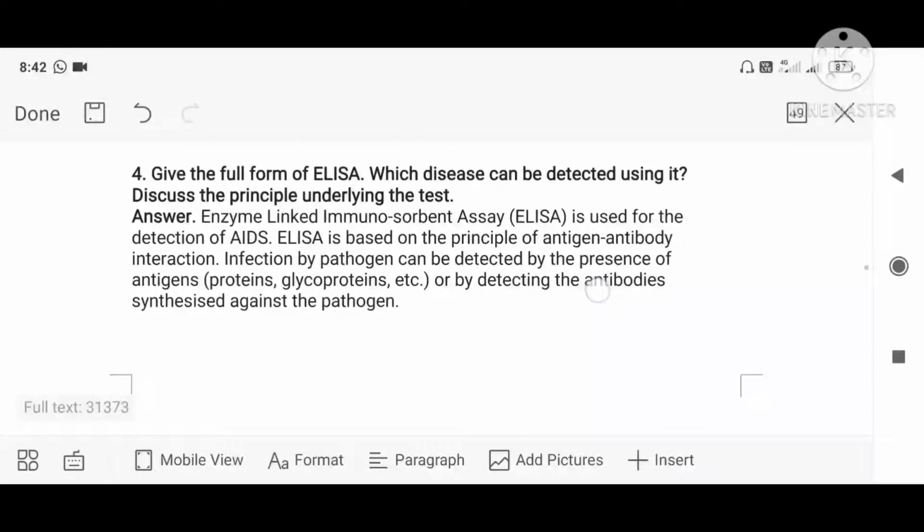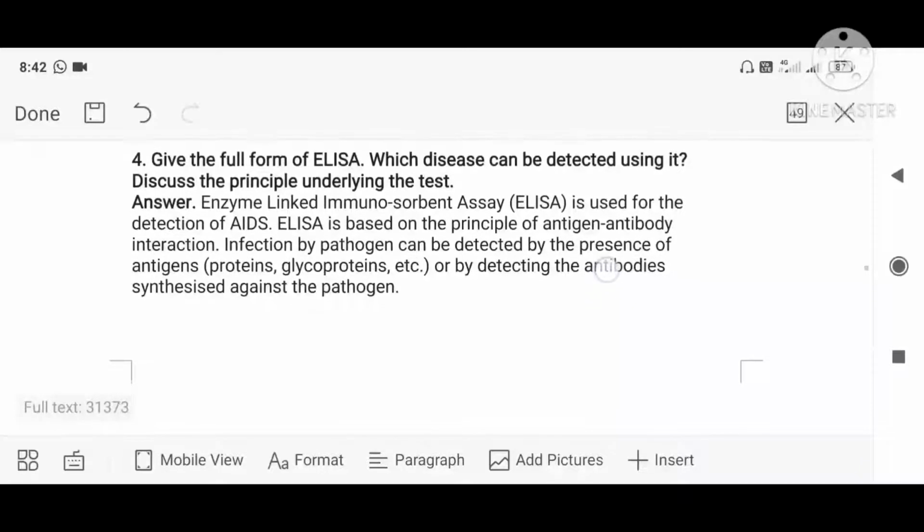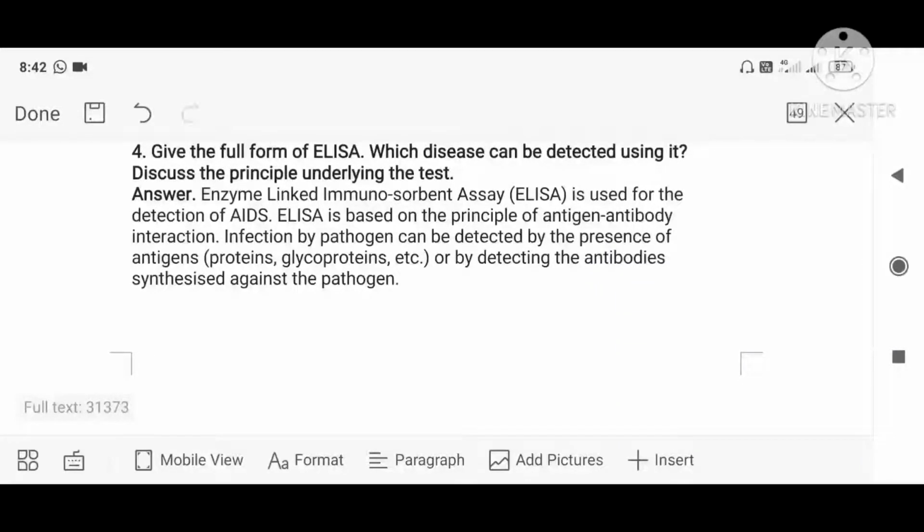Give the full form of ELISA. Which disease can be detected using it? ELISA, you know, enzyme linked immunosorbent assay. Which disease can be detected? We have discussed AIDS, isn't it? Principle underlying. What is the principle underlying?